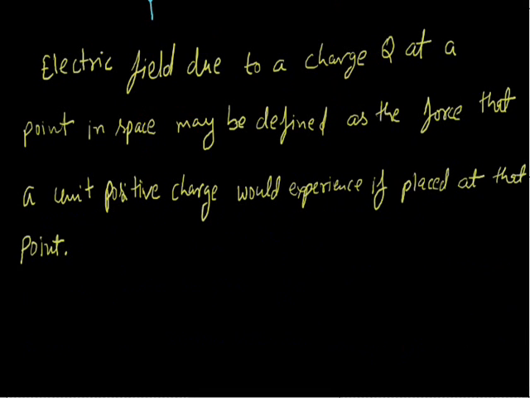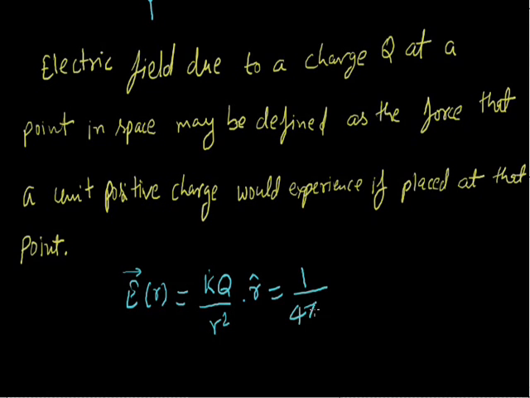Electric field at a given point P, at distance r apart from the charge, can be written as E equal to k q upon r square in the direction of r. We can also write this as 1 upon 4 pi epsilon naught, q upon r square, in the direction of r vector, that is given by the r cap.